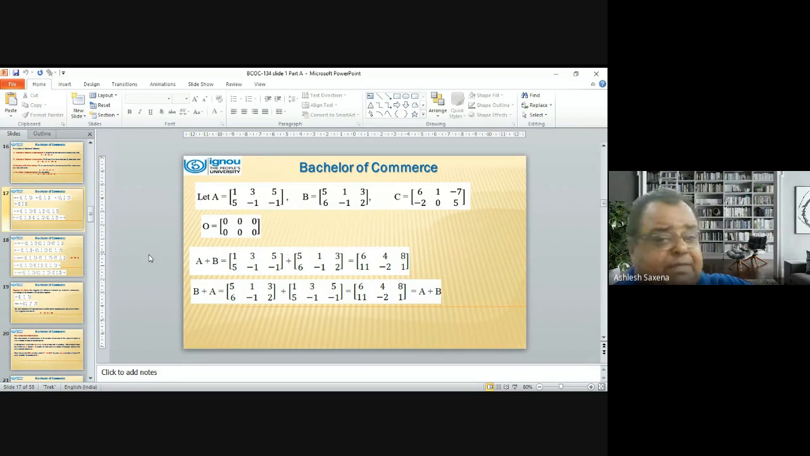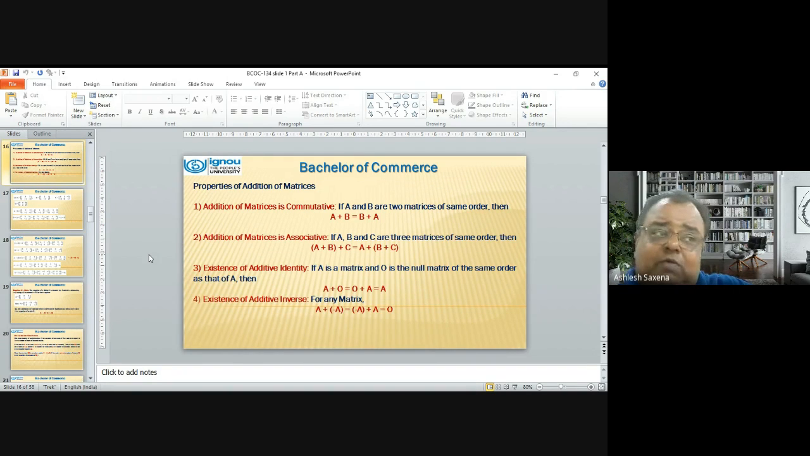When we are adding A plus B, that means 1 will be added to 5, 3 will be added to 1, 5 will be added to 3, 5 will be added to 6, minus 1 plus minus 1, minus 1 plus 2. So we are going to get 6, 4, 8, 11, minus 2 and 1. Now we will be adding B plus A in that order. A plus B and B plus A, your answer will remain the same, but order will change. When this order is changed to B plus A, again you are going to get the same matrix. That is what was told to you, that A plus B will be equal to B plus A.